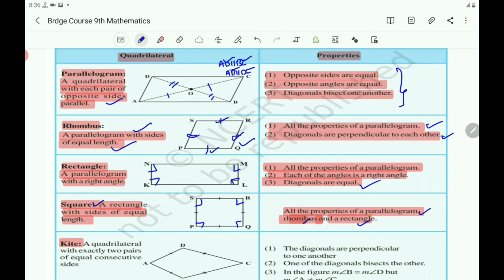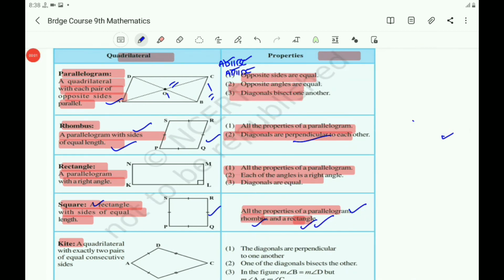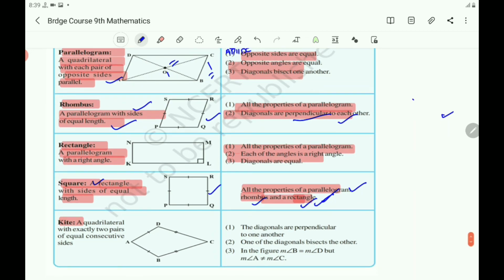One more property, diagonals bisect at right angles. In both square and rhombus, diagonals are perpendicular to each other, meaning the diagonals bisect each other at right angles. That is the common property. What is the common property of rhombus and square? All the sides are equal, and they have all the properties of a parallelogram, and diagonals bisect at right angles.